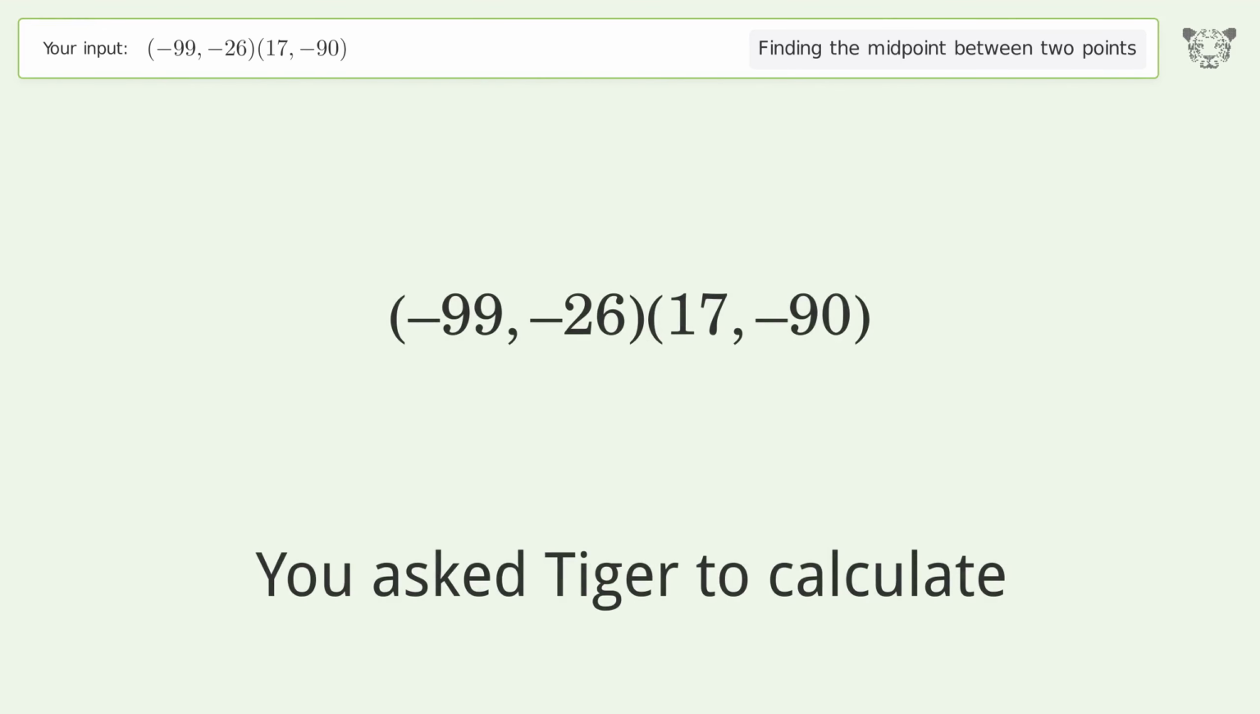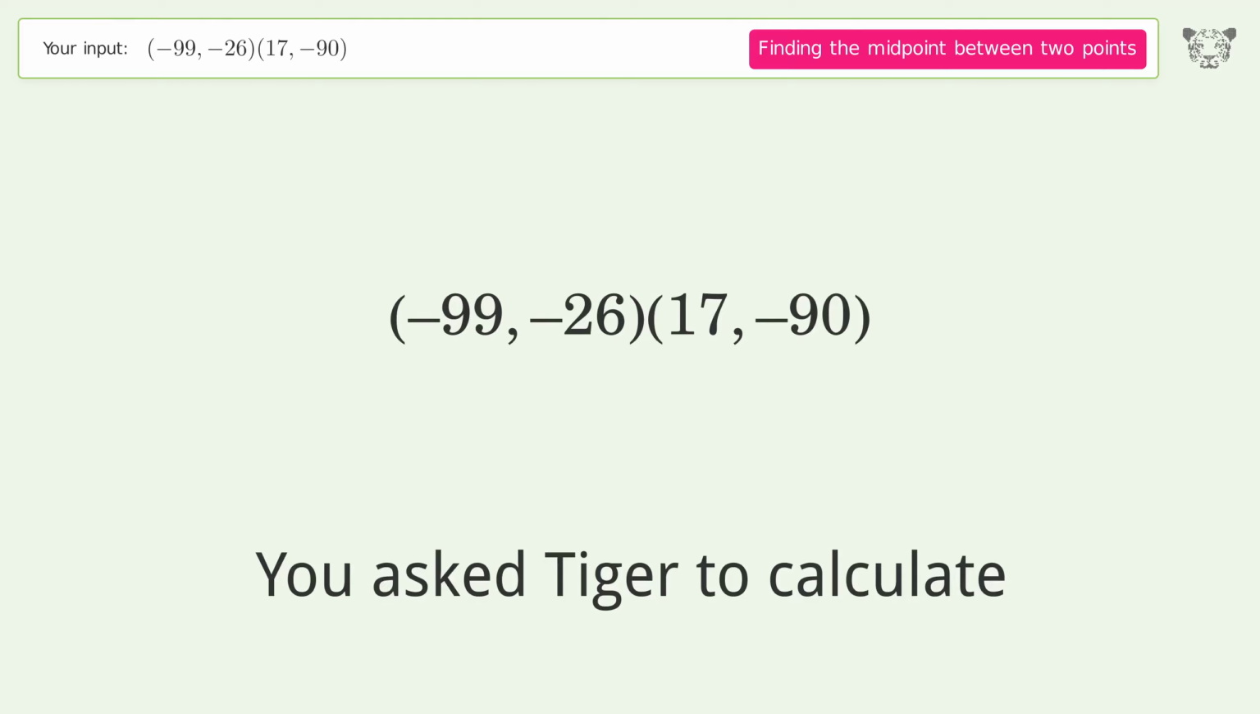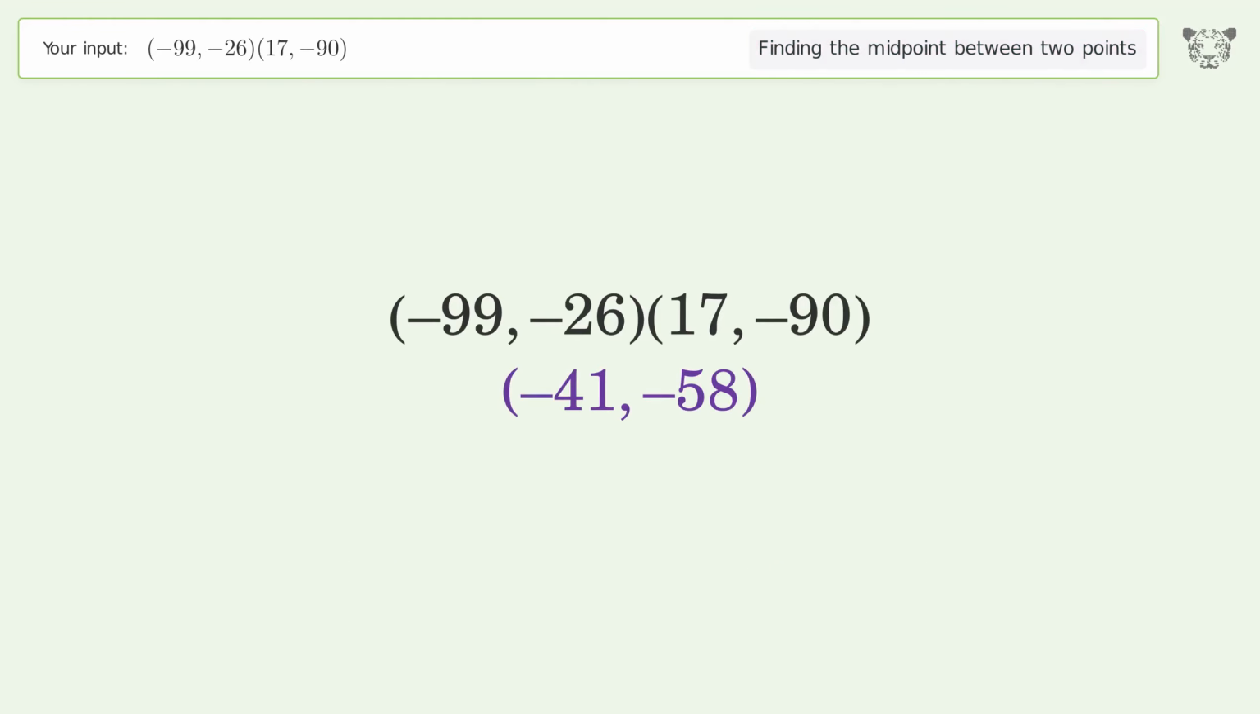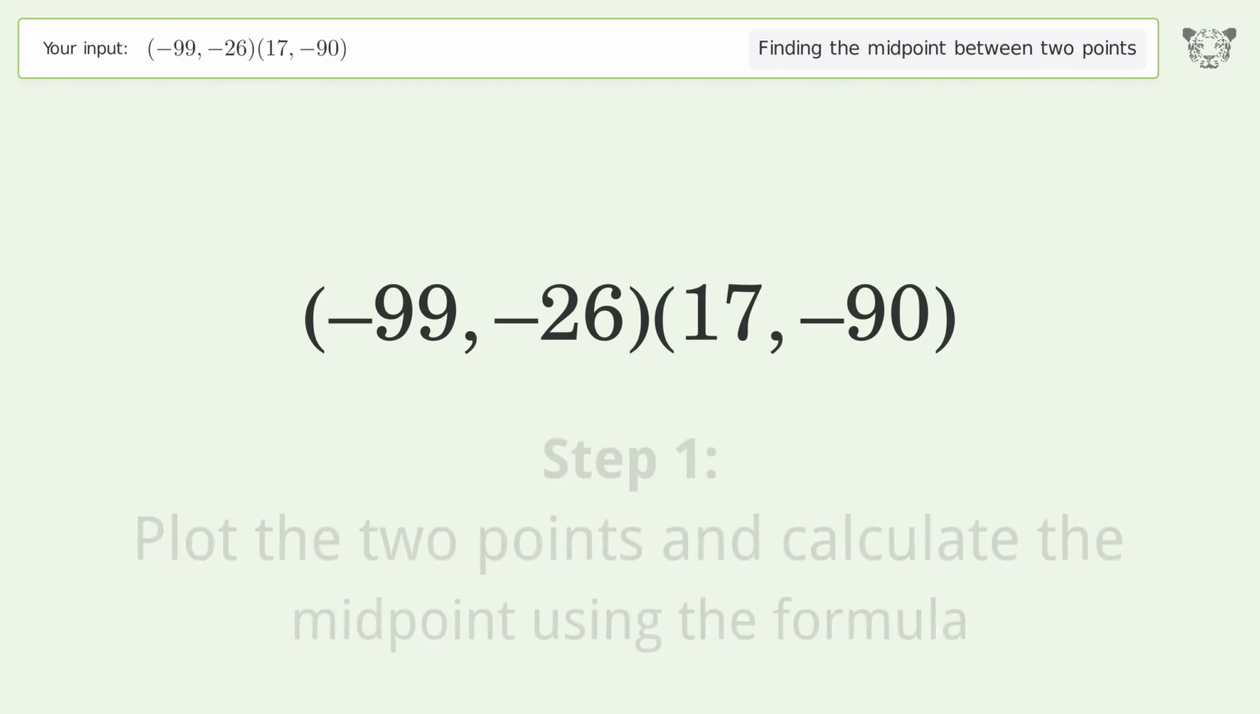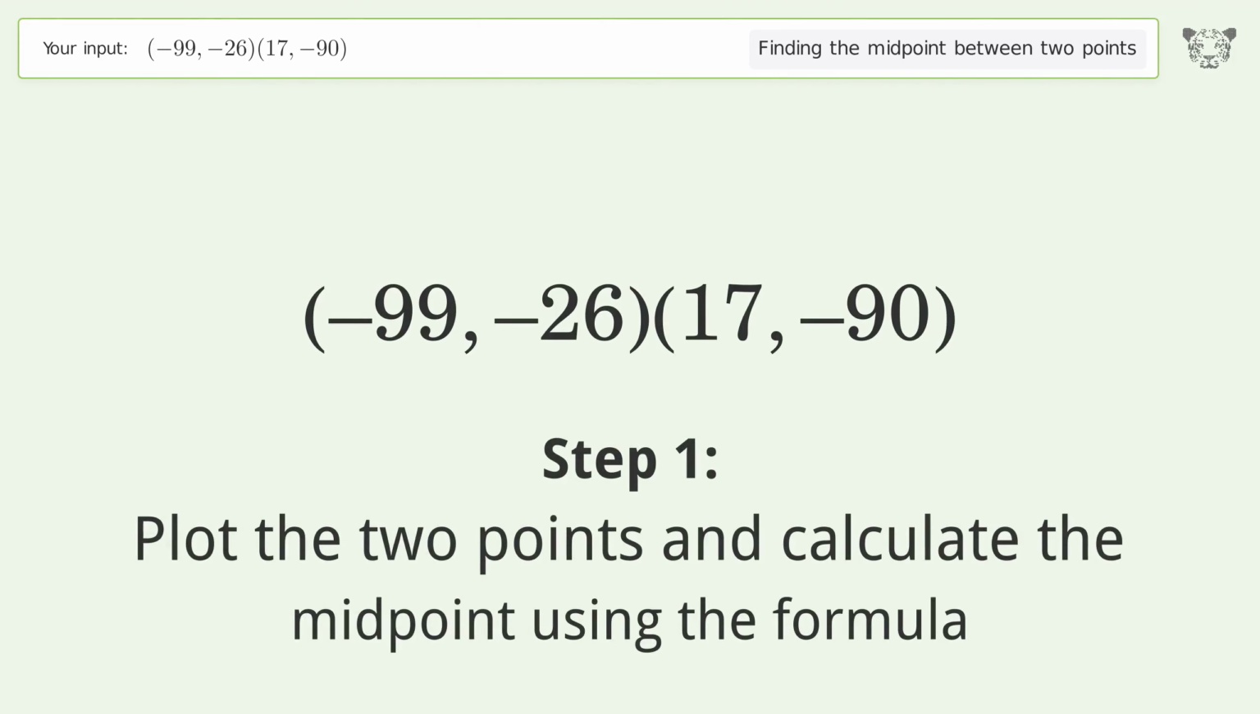You ask Tiger to calculate. This deals with finding the midpoint between 2 points. The midpoint between the 2 points is -41, -58. Let's solve it step by step. Plot the 2 points and calculate the midpoint using the formula.